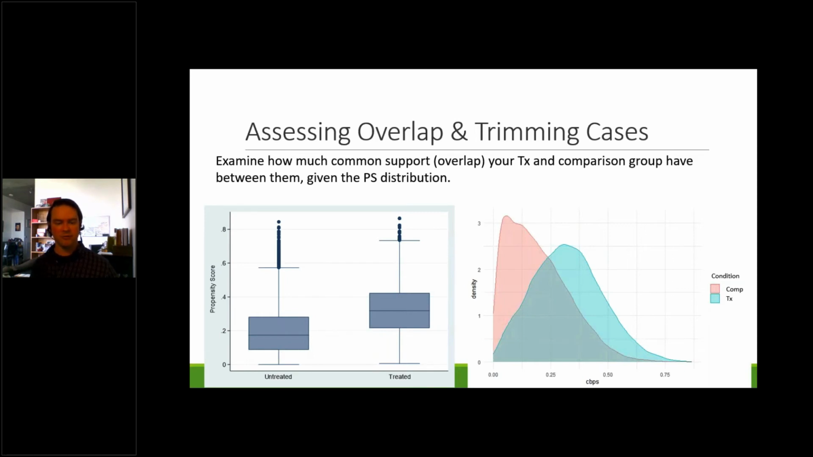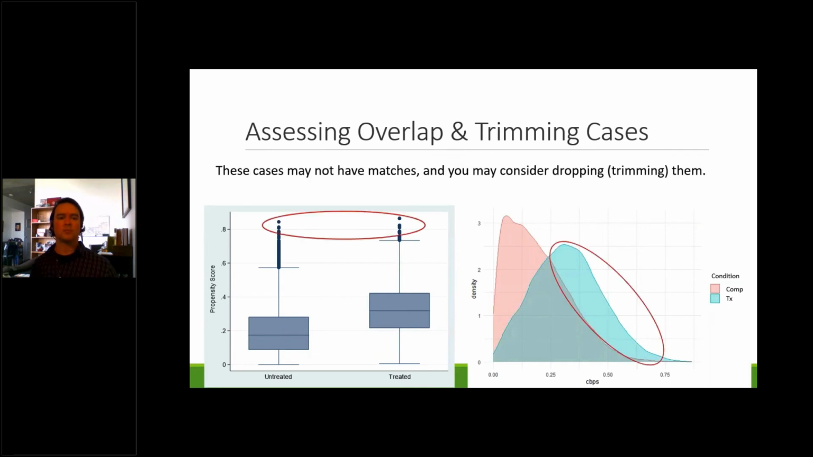And while there might be a fair amount, that's giving you an indication as to how many cases you might be able to find if you're using a one-to-one exact match. However, depending on the nature of the treatment and your propensity score application, such as in a one-to-one case, these cases circled here may not have matches, and you may consider dropping or trimming them.